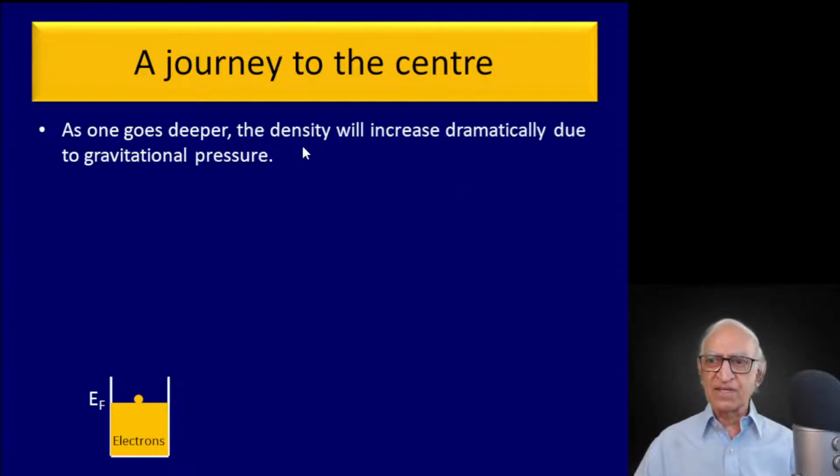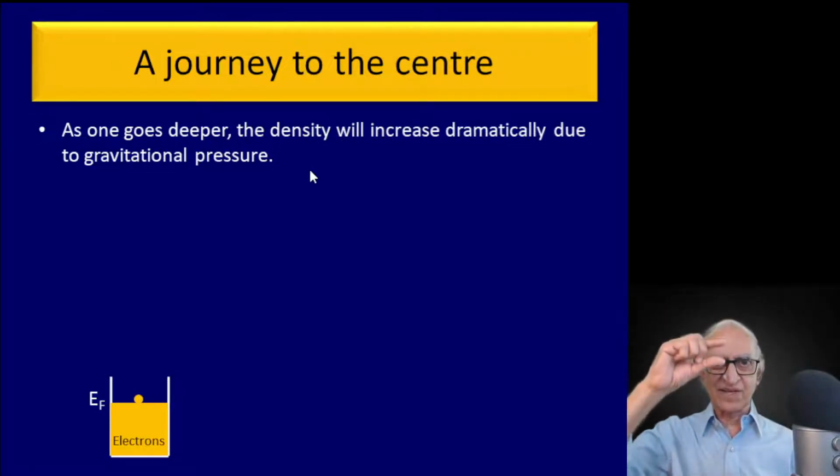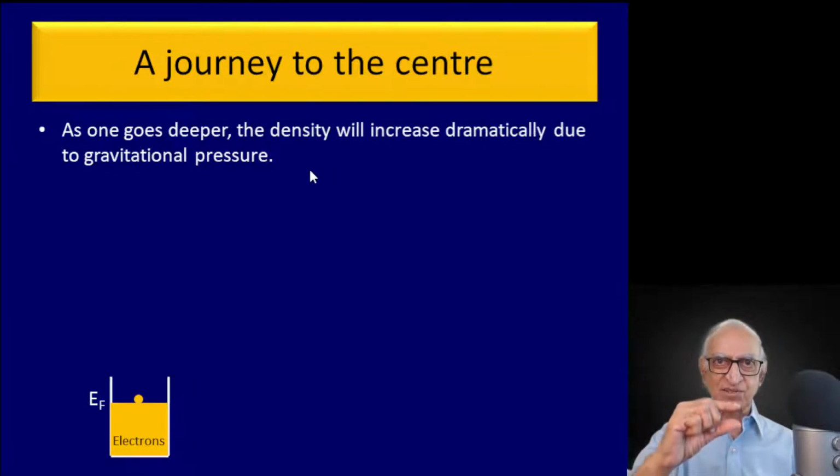As one gets deeper, the density will increase dramatically due to the gravitational pressure. The pressure is just the weight of a unit cylinder sitting on top of my head as I go down from the surface into the interior of the neutron star. And if you do a simple estimate, you can convince yourself, if you go just a few millimeters below the surface, you will already reach a pressure far exceeding the pressure at the center of the Earth. So please make an estimate of what will be the depth inside a neutron star where the pressure will equal the pressure at the center of the Earth.